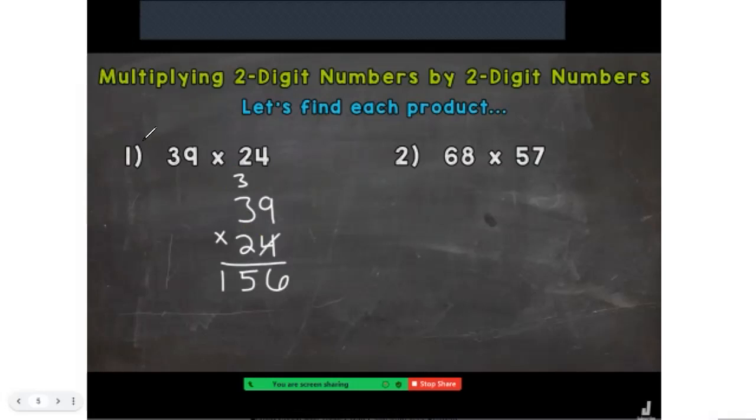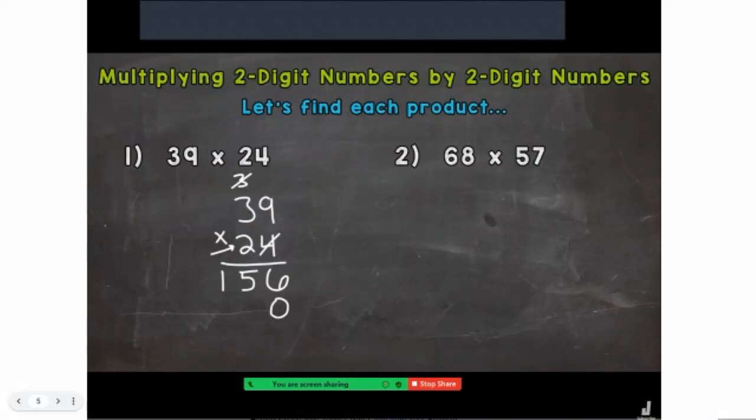So I can cross off the 4 because I'm done with that, and I'm done with this 3 here. Crossing things off when you're done with it helps you so you don't get confused with any other numbers that we carry later on in the problem. Now this next step is very important. We need to put a 0 here for when we do 20 times 39. And we put that 0 there because the 2 in 24 has a value of 20. So that 0 represents that.